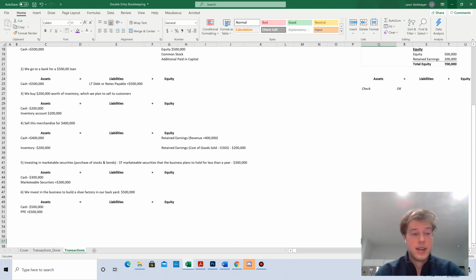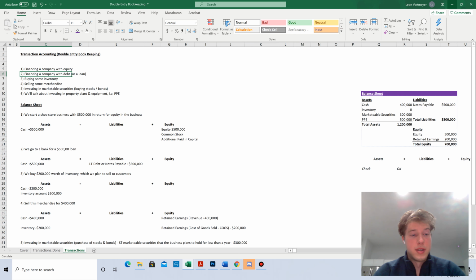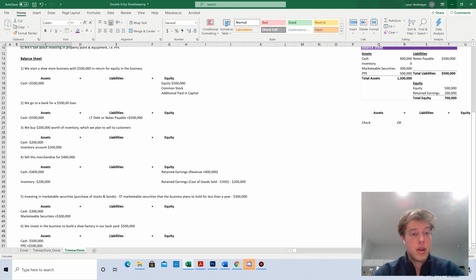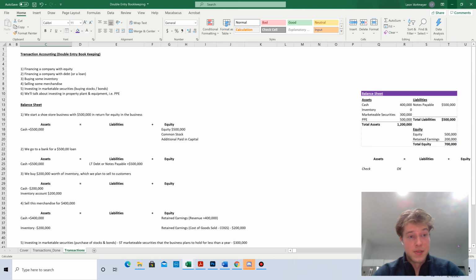And again, we balance. This is just like journal entry number 5, where cash went down some amount, marketable securities went up some amount, here cash goes down some amount, and PPE goes up some amount. So congrats, if you've made it this far, we've gone through each transaction here for this business. We saw how financing a company with equity, financing a company with debt, buying inventory, selling that inventory as goods to customers, investing in marketable securities, as well as investing in a factory, how all of these things translate to the financial statements.